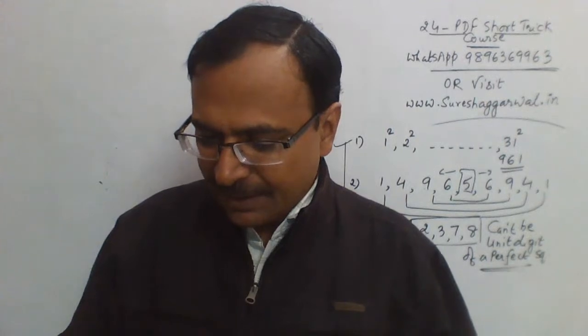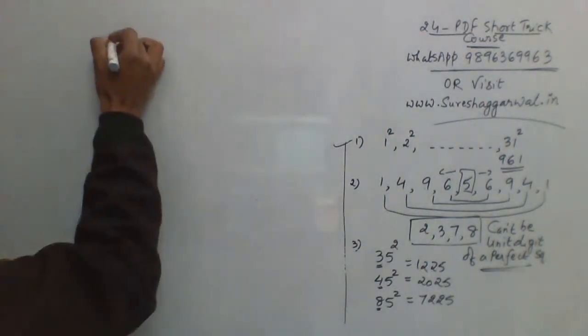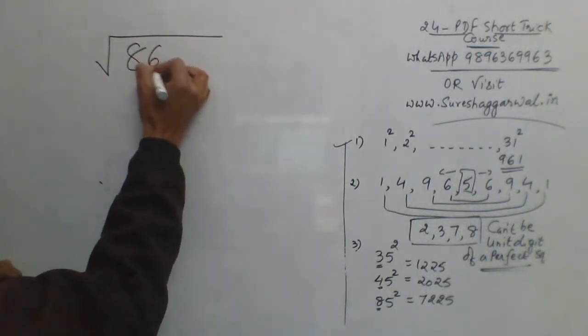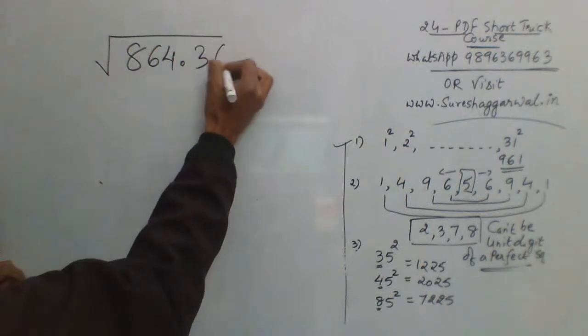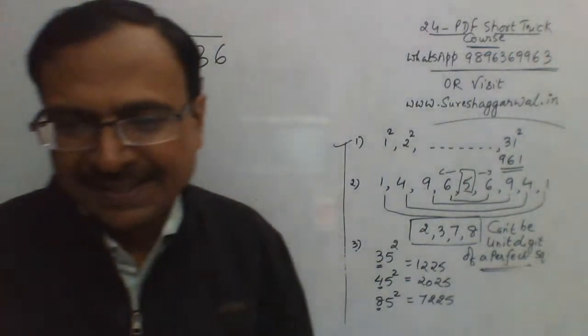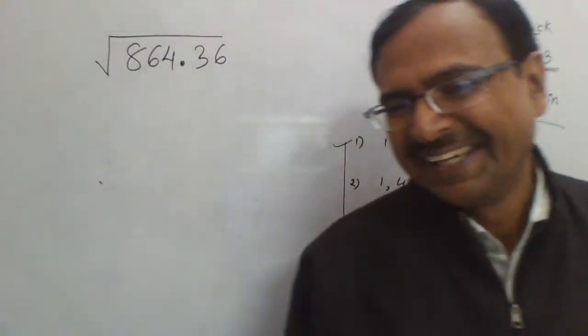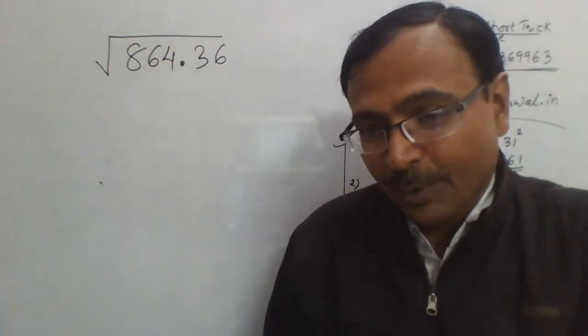You need to tell me what is the square root of 864.36. Okay, 864.36. Okay, I appreciate that, Siraj Mujtoba.